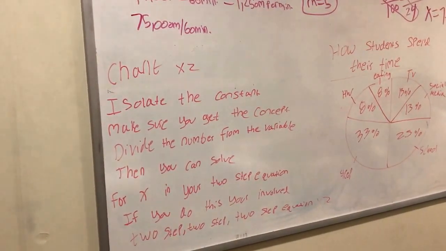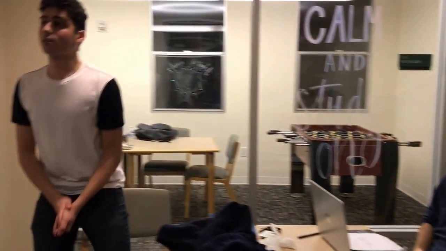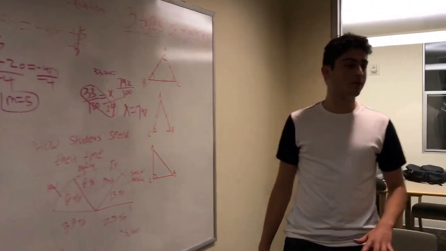Two-step equation. Isolate the constant. Make sure you get the constant. Divide the number from the variable. Then you can solve for x in your two-step equation. If you do this, you're involved. Two-step equation. Alright guys, so this is all I had planned for you guys today.